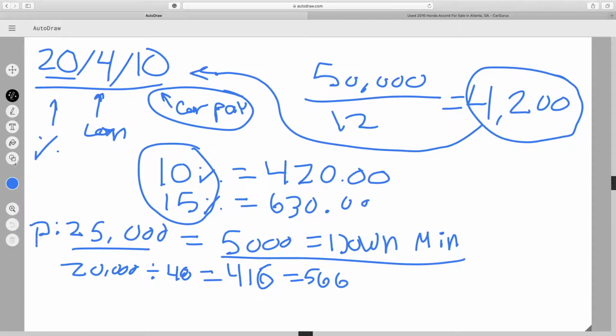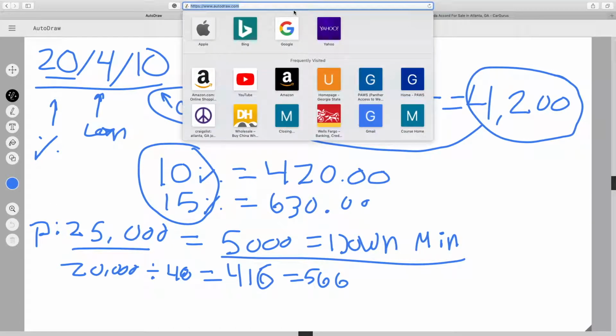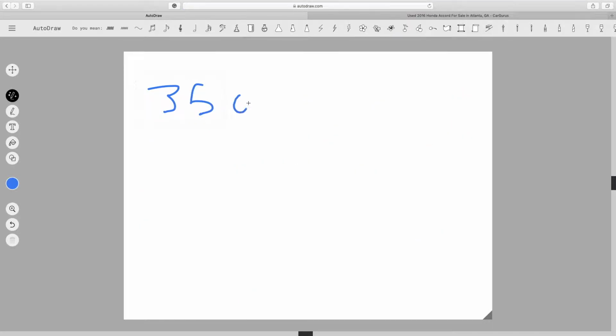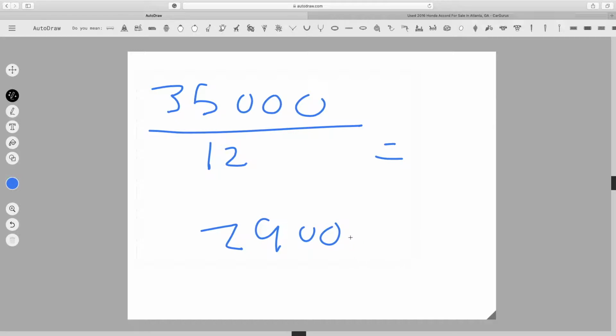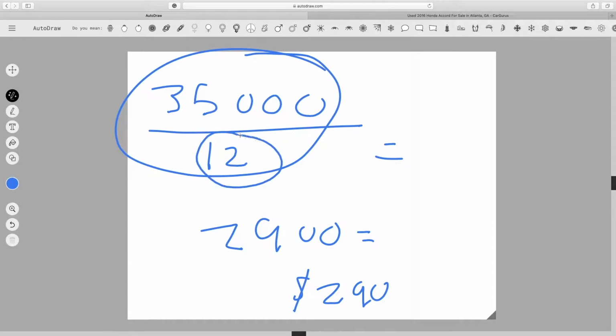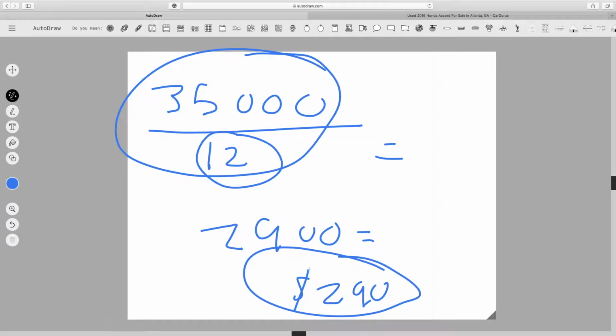So let's look at another income. Let's just say somebody else with a lower income. Okay. So let's say somebody with an income of 35,000. You divide that by 12. Your monthly income is around 2,900. Now 10% of that is what your payment should be, which is $290. So if you earn an income of 35,000, you divide it by 12, and 10% of that is $290.